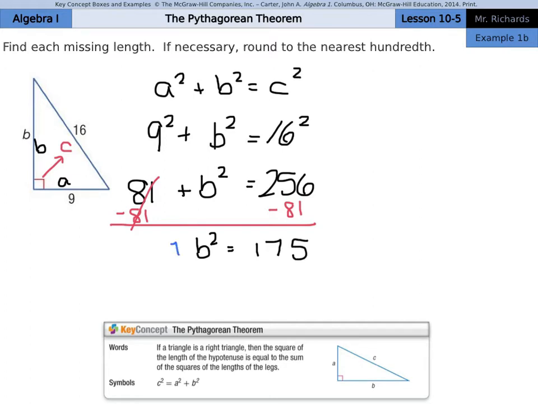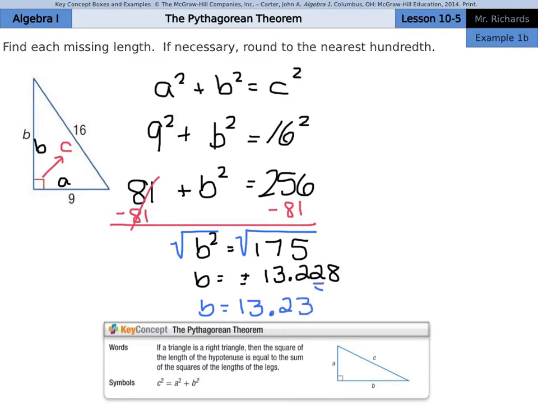Once again, we can take the square root of both sides, and b is going to equal plus or minus, using a calculator now, 13.228. I'll take it to the thousandths place. So when I now solve, b is equal to the positive 13.23, as that 8 is going to round that up.